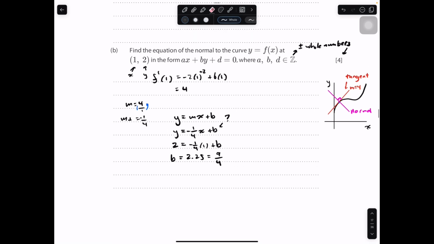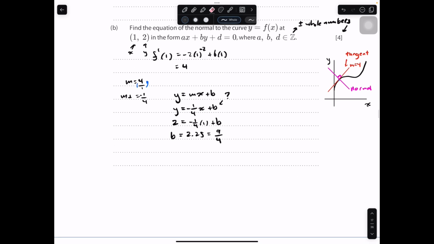Okay, so let's go back to the document for a sec. So b is equal to 9/4. Now we have the equation of the normal line. It's y is equal to negative 1 over 4x plus 9 over 4.